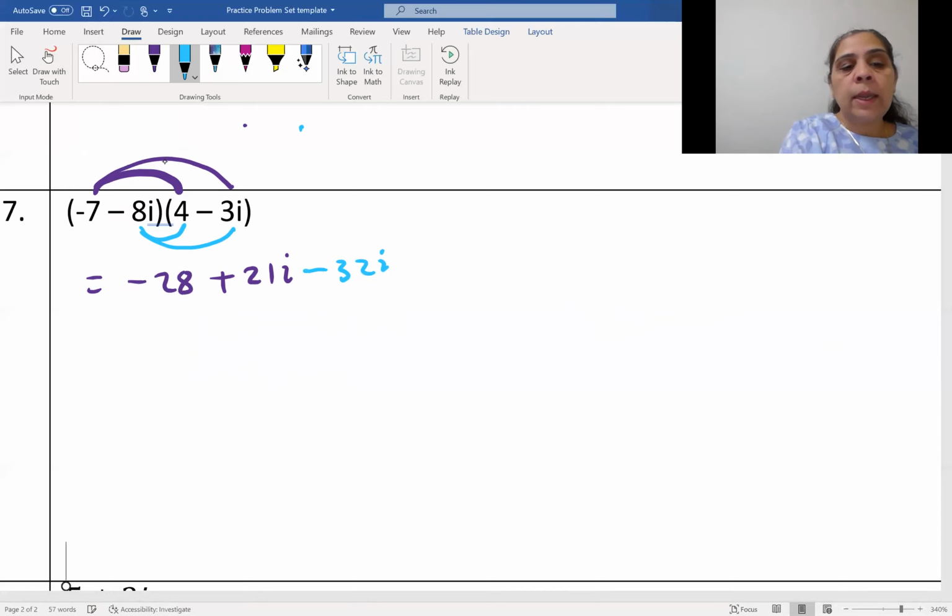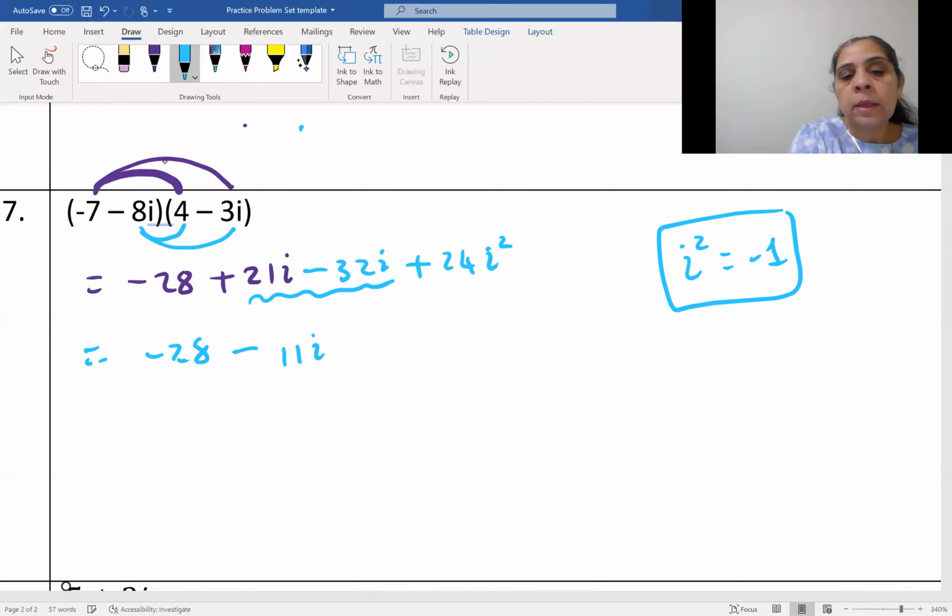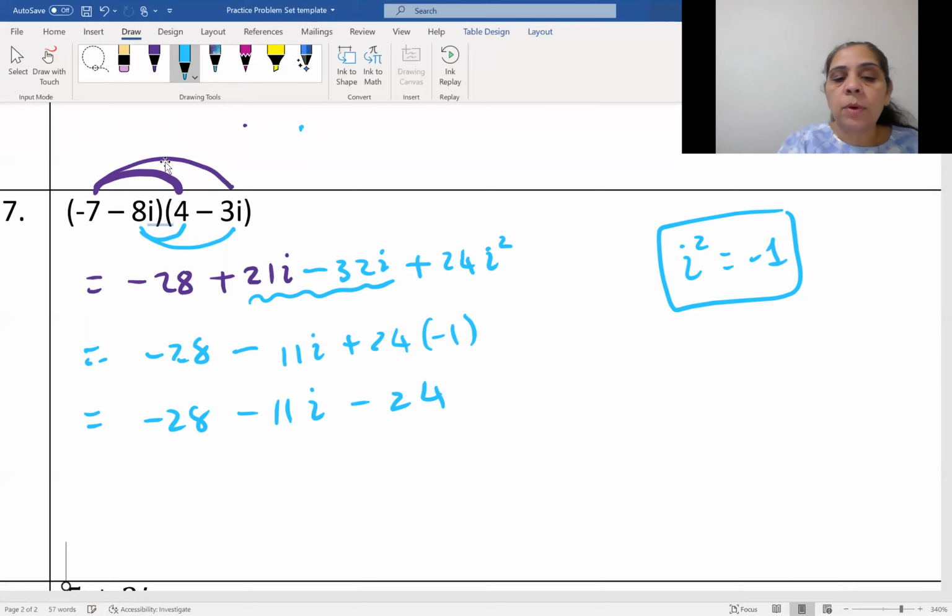So negative 28, and 21 minus 32 gives us negative 11i, plus 24 times i squared, which is negative 1. So negative 28 minus 11i, and this becomes negative 24. Now we can combine these two constants. Here we have negative 28.